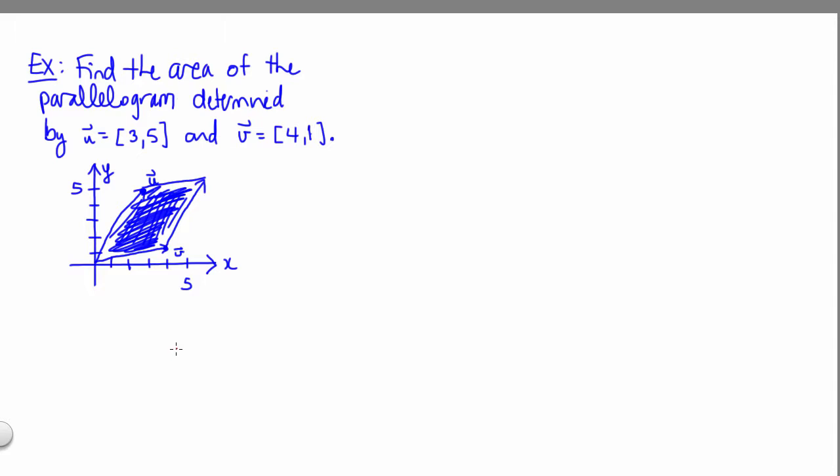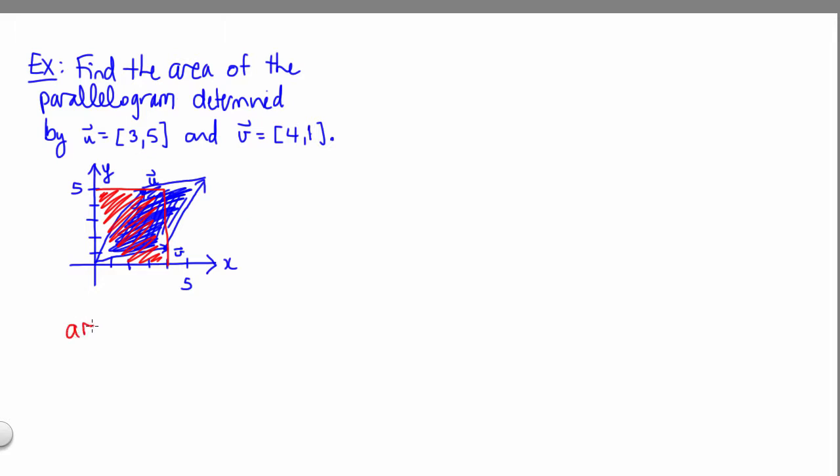Now just by eyeballing this quickly, I'd say the area of the parallelogram is about 20 units square, because looking at this diagram here, I'd say the area of the parallelogram in blue is pretty close to the area of this red rectangle here. So let's say 20 units square is a good estimate going into the problem.